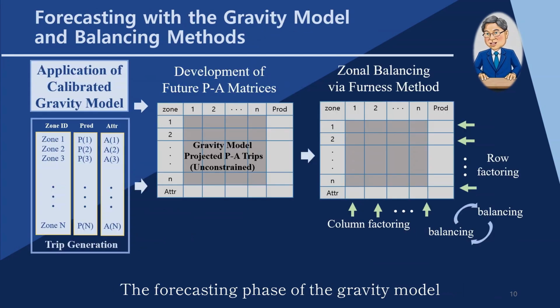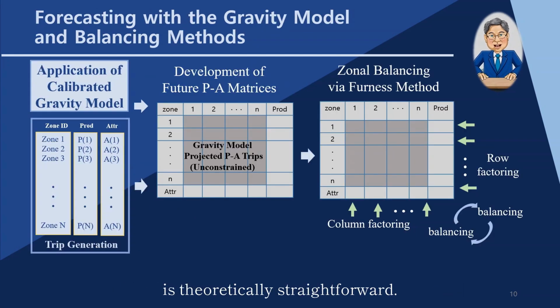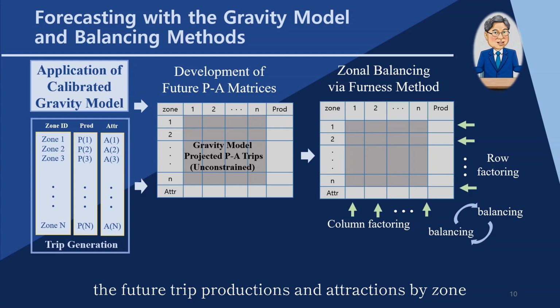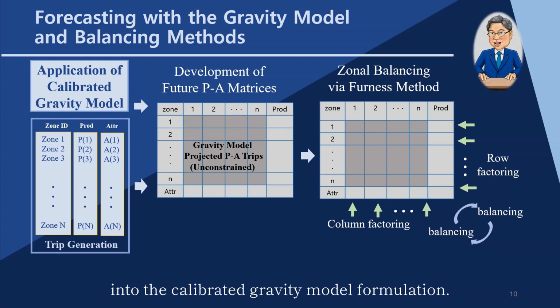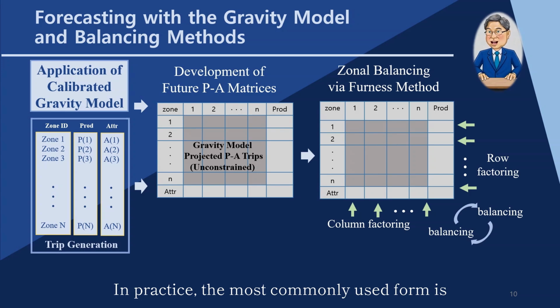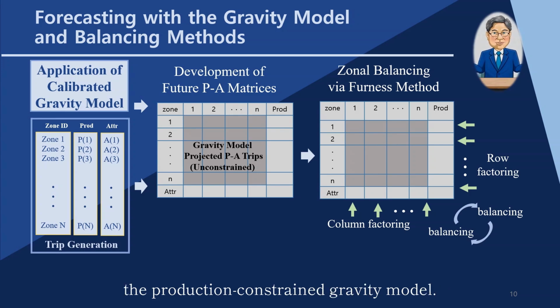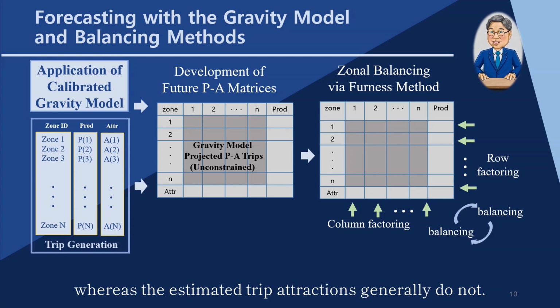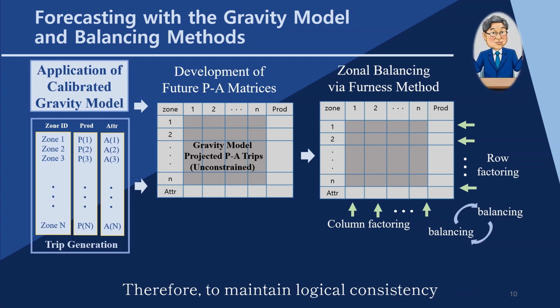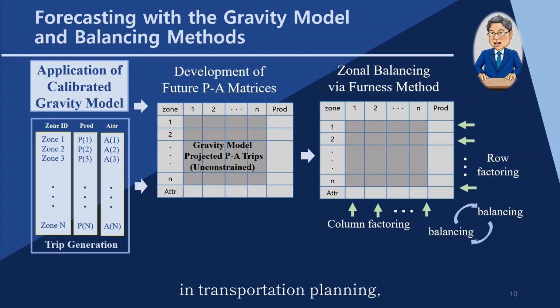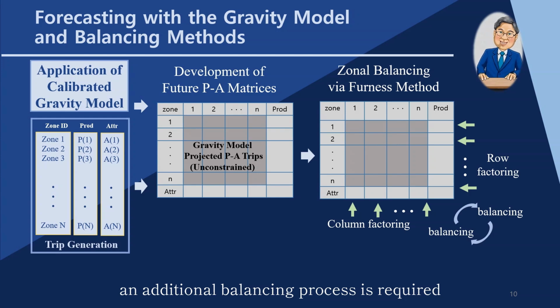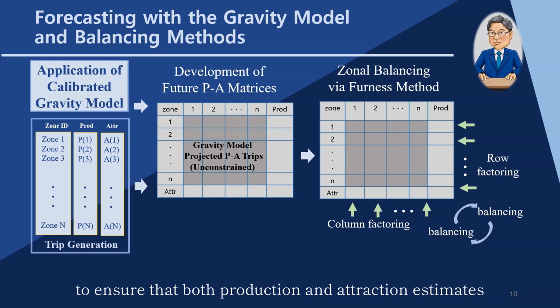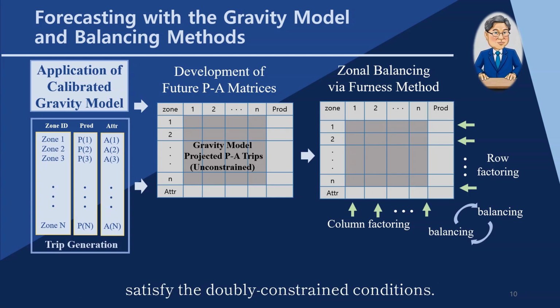The forecasting phase of the gravity model is theoretically straightforward. It involves inputting the future trip productions and attractions by zone into the calibrated gravity model formulation. In practice, the most commonly used form is the production-constrained gravity model. By its structural design, the estimated trip productions exactly match the forecast totals, whereas the estimated trip attractions generally do not. Therefore, to maintain logical consistency in transportation planning, an additional balancing process is required to ensure that both production and attraction estimates satisfy the doubly constrained conditions.